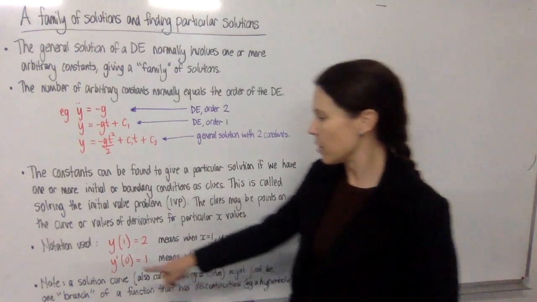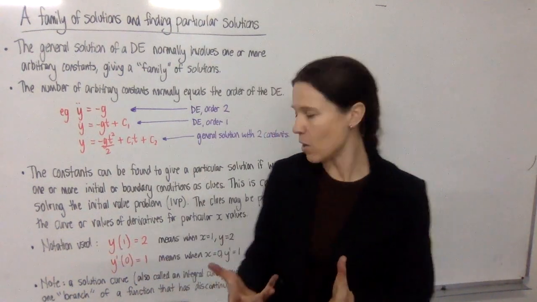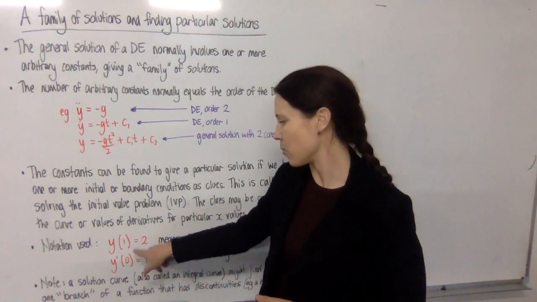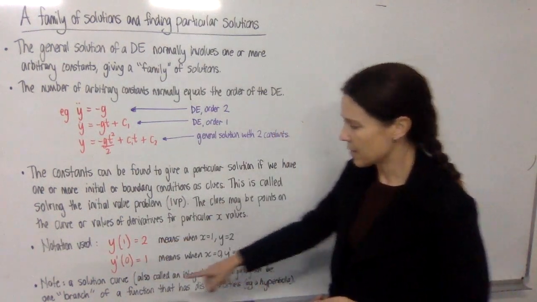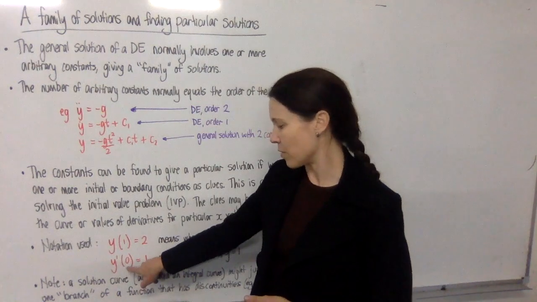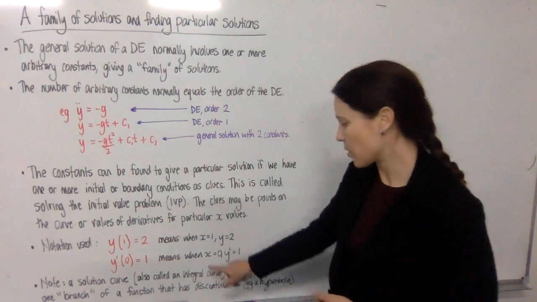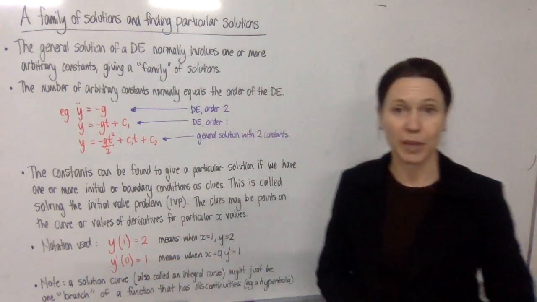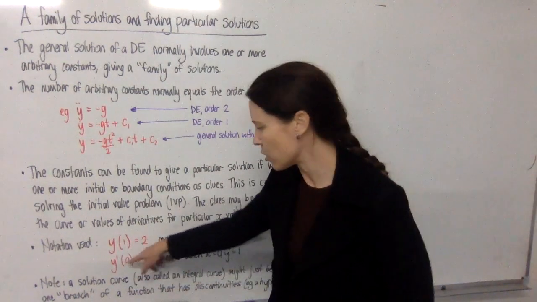So look at this and think: we're looking at y, we're subbing in something in brackets, we're subbing in the 1, and what we're going to get is 2. And similarly, y dash of 0 equals 1 just means that when x is 0, y dash will be 1. So a bit of caution using that notation.